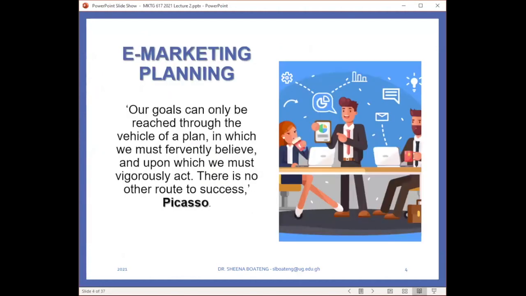So let's get into the lecture. Before we start, I'd like to lead with a quote by Picasso, and it goes like this. Our goals can only be reached through the vehicle of a plan, in which we must fervently believe and upon which we must vigorously act. There is no other route to success.